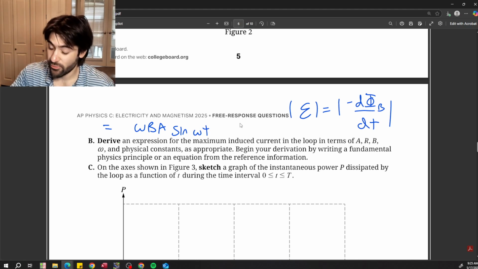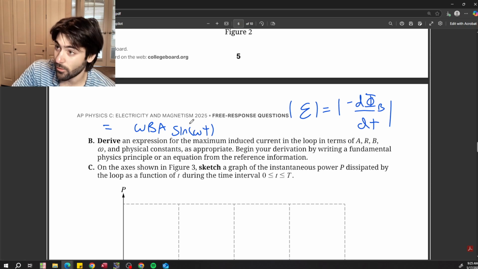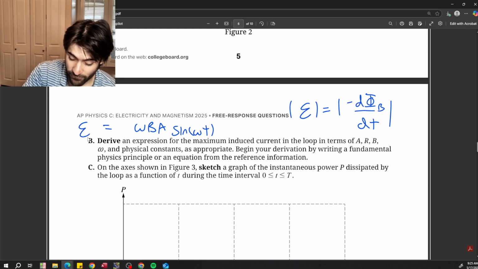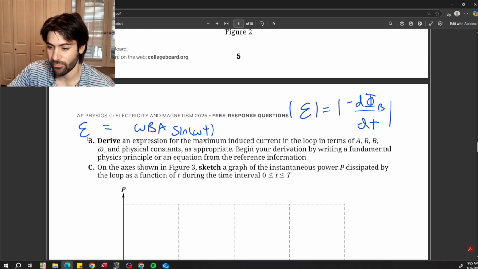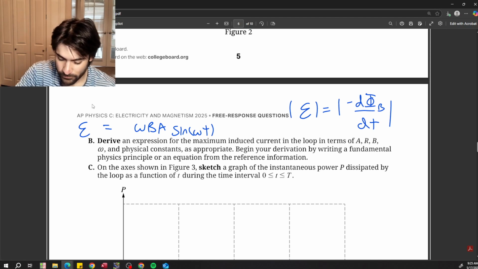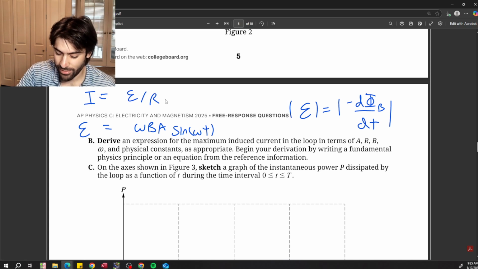And they care about the max induced current. That's fine. It doesn't really depend on the sign. So this is the EMF or voltage. So how do we get the current? If we have the voltage, we just use Ohm's law. Current is equal to V or EMF over R. So if I want I, the current, I would just take this expression and divide by the resistance.